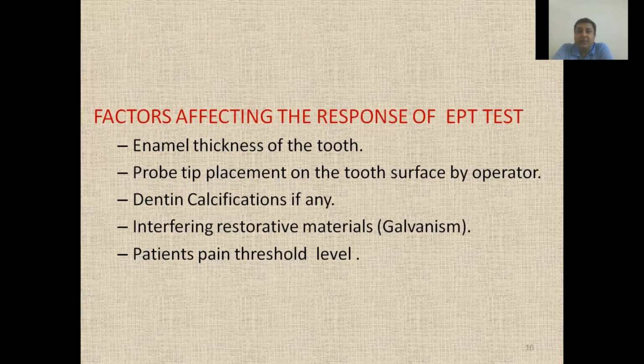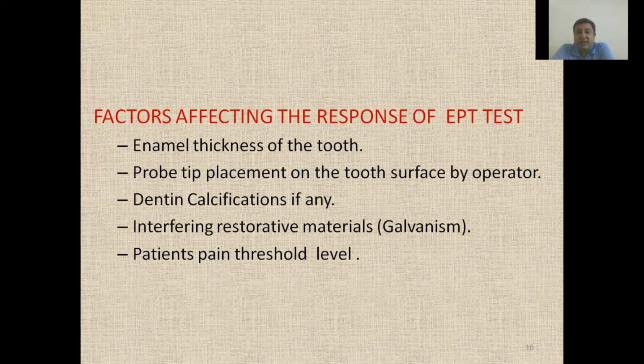Next factor is the probe tip placement on that tooth surface by the operator. If it is placed a little above the middle third junction, then obviously there will be a lot of enamel surface and that will act as an insulator and hence it will decrease the response level. Next is dentine calcifications. If there are dentine calcifications in that particular tooth, the circuit will be partially non-conductive. It will be a hindrance to that circuit.